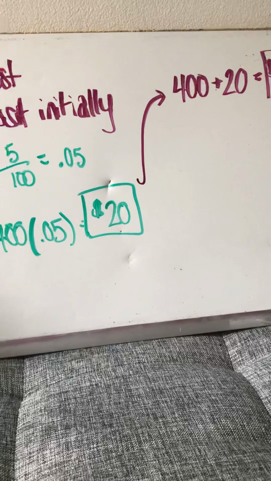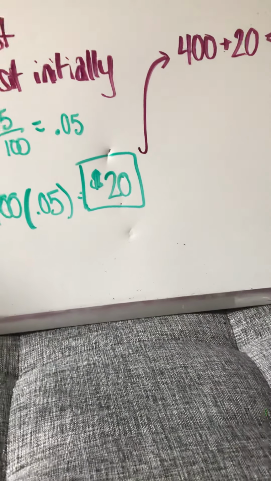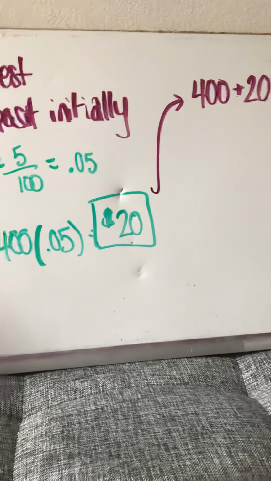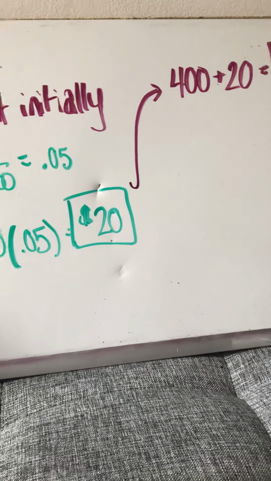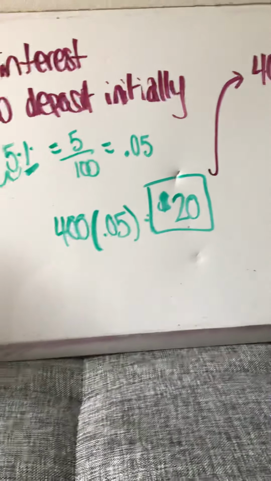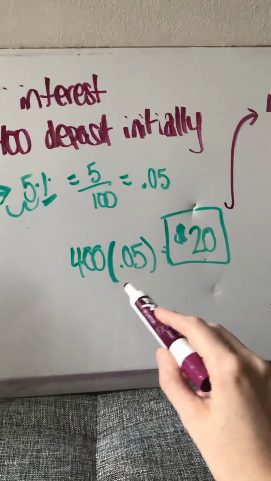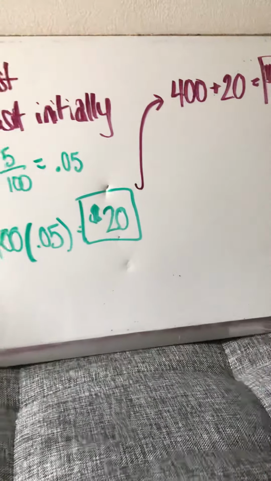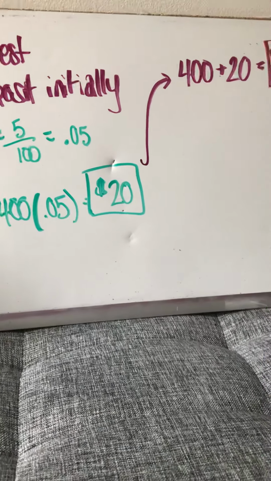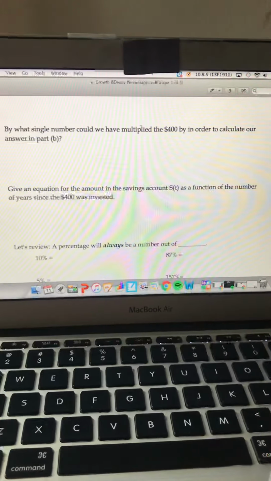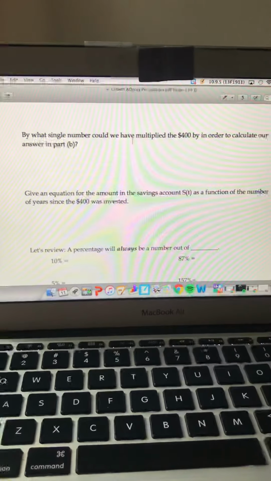You looked at an example of buying a pair of jeans and how much it's going to cost when I have a tax added on. We looked at when you went to a restaurant and you want to leave a tip. Okay, how much is my cost going to be? Now, instead of that situation, we have that money in the account for another whole year. I don't want to keep adding 20 here. That's way too much work for us. We're past that point. We're mathematicians. So I want to look at, by what single number could we have multiplied 400 by in order to calculate our answer in part B?